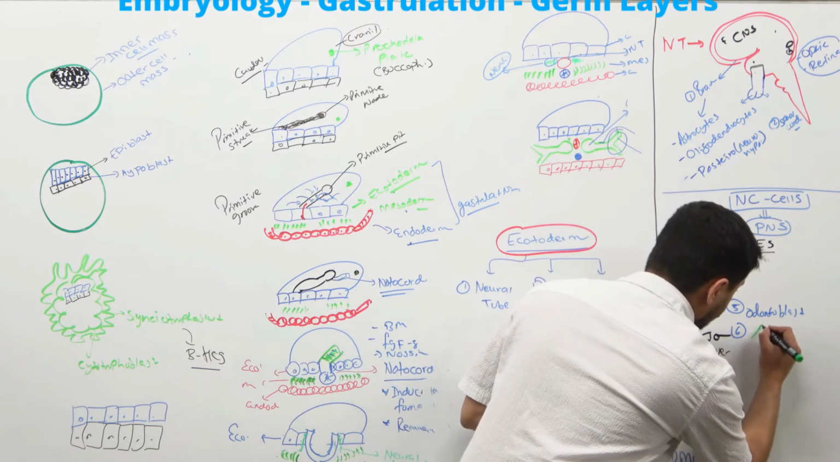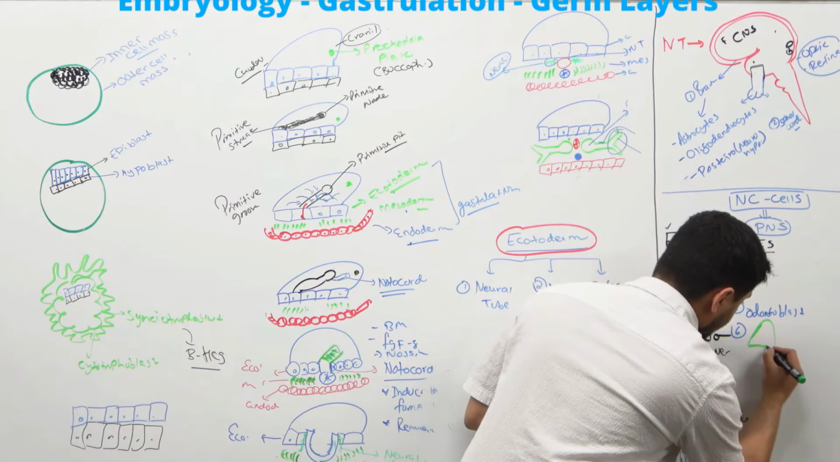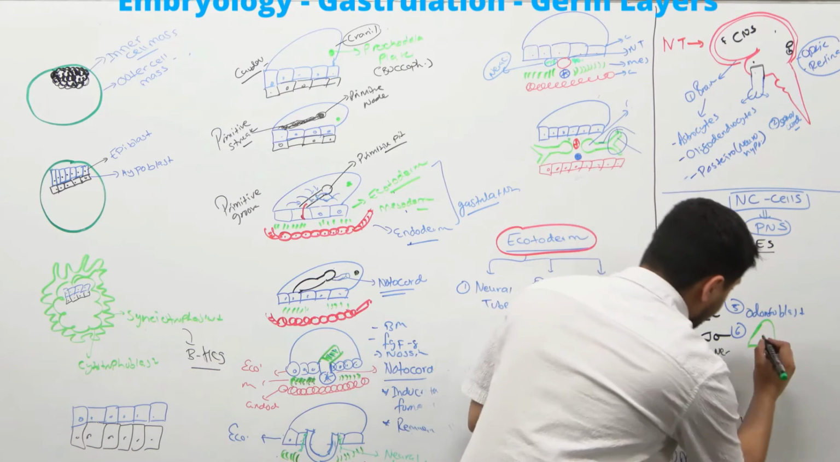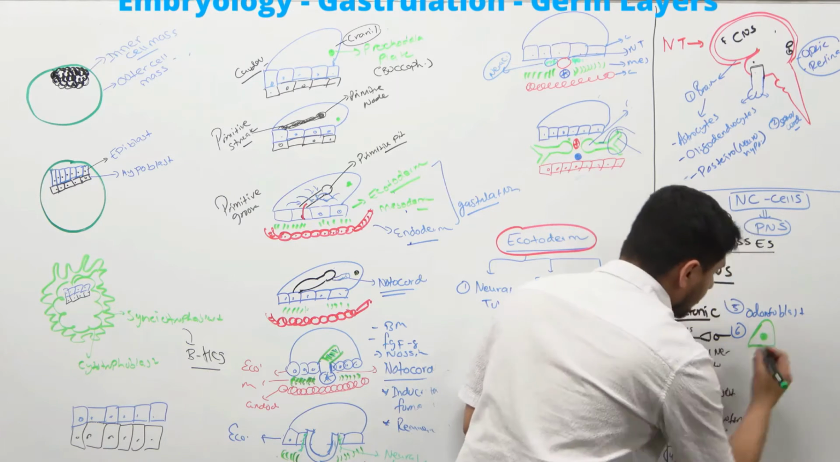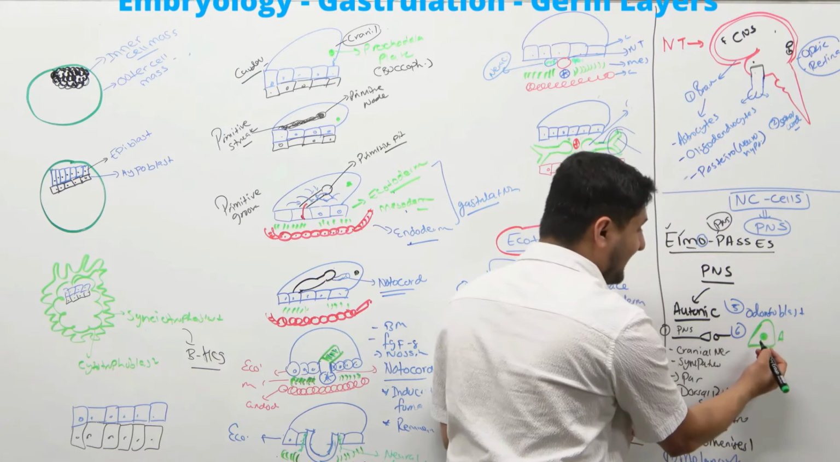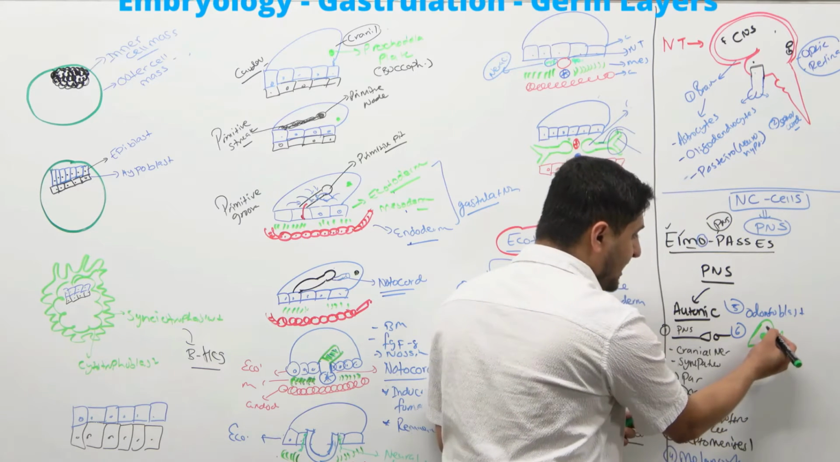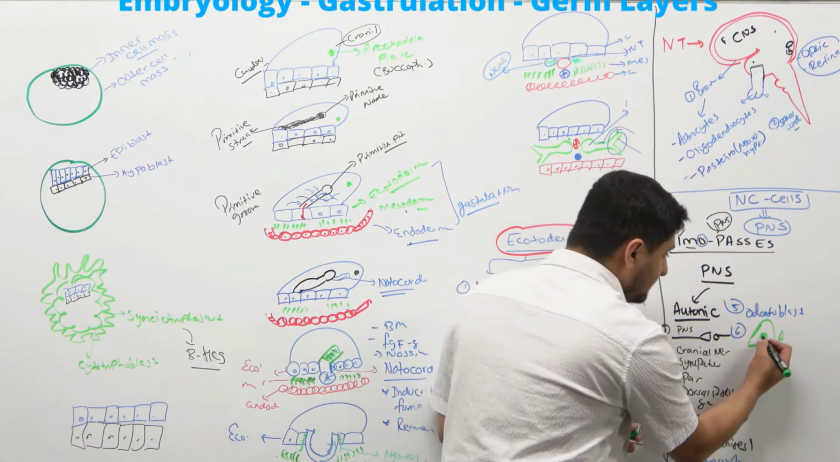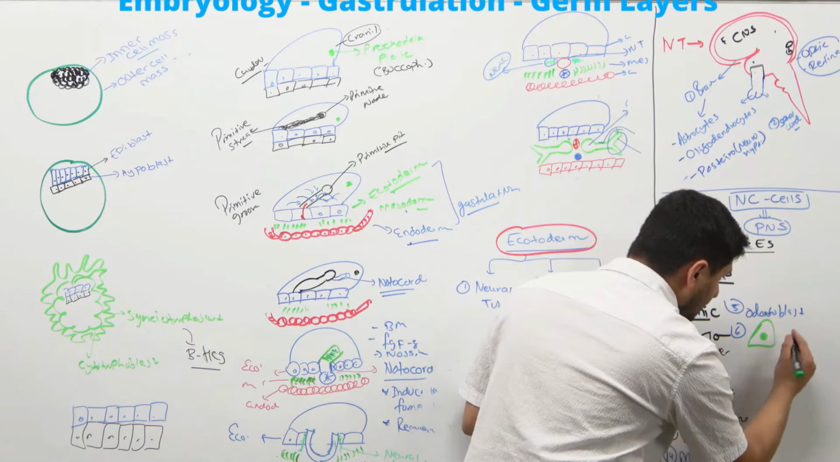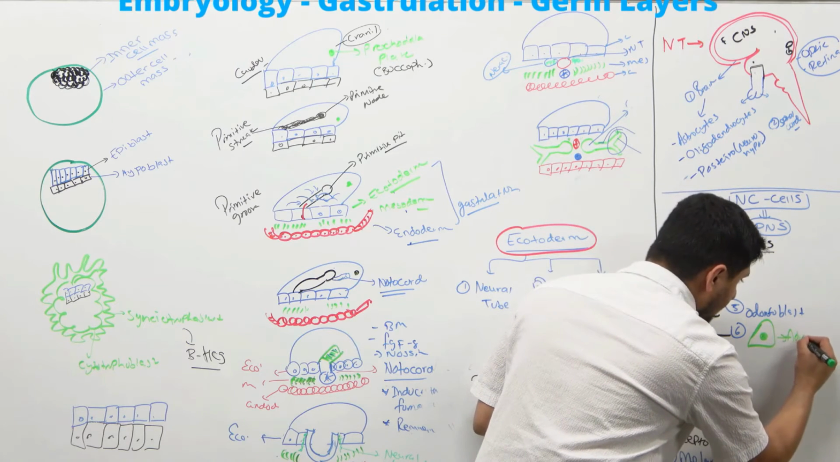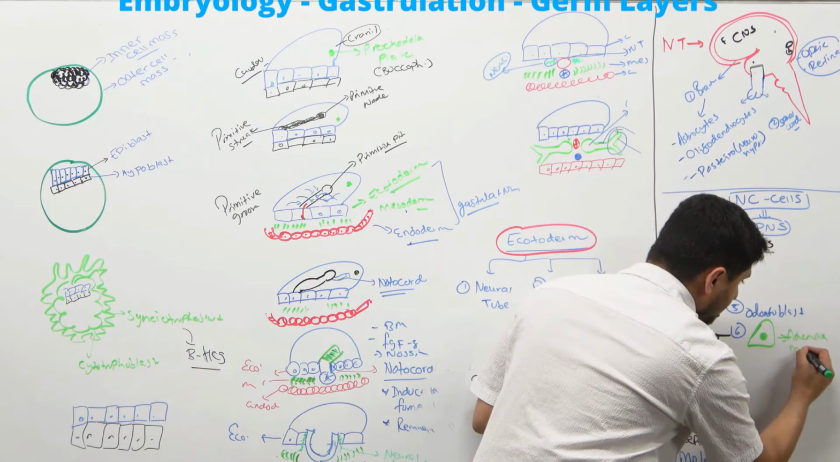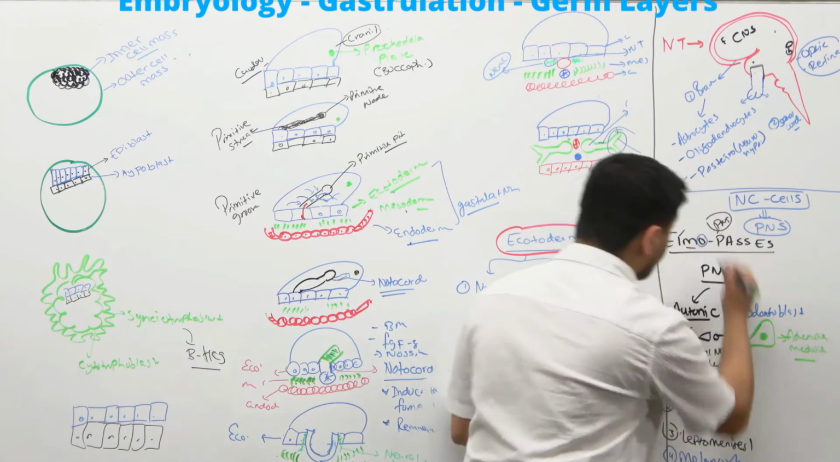And if I have to draw this, look at this right here, and then this area right here. What does this look like? This is your adrenal gland. But the adrenal gland has 2 parts, adrenal cortex and adrenal medulla. This adrenal medulla is the derivative of the neural crest.